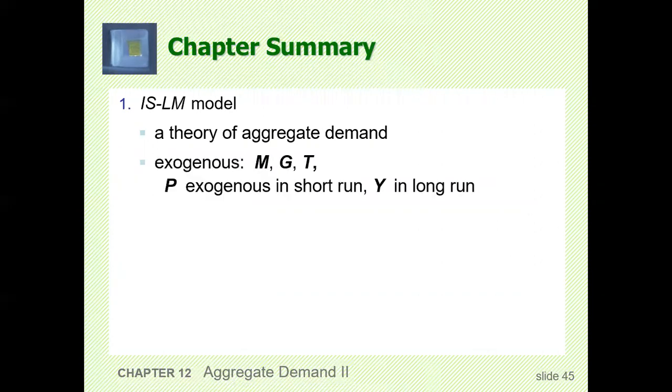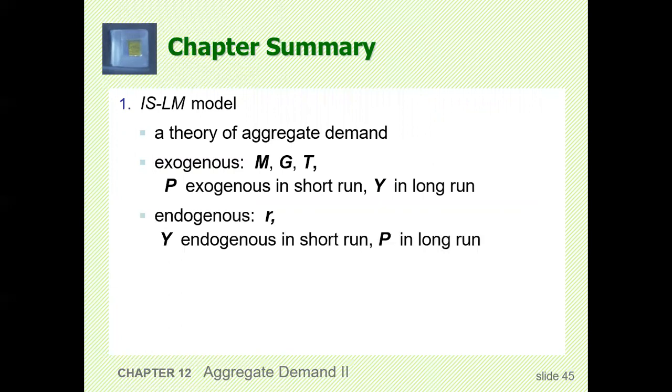So this was our chapter for today. Let's see the summary of the chapter. The IS-LM model, a theory of aggregate demand. Exogenous variables: the money supply, government spending and taxes, and prices, which are exogenous in the short run, and income and output in the long run. Endogenous variables: like the interest rate, Y endogenous in the short run, price in the long run.